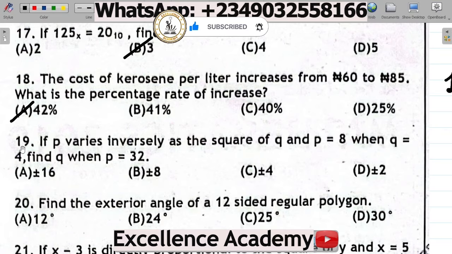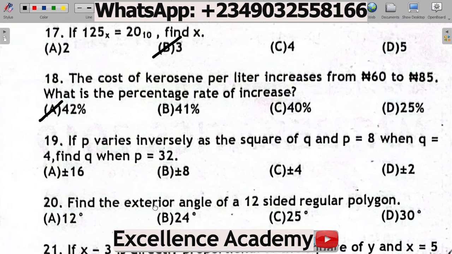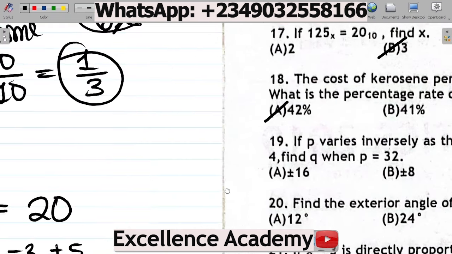All right, question number 19. 19 says, if P varies inversely as the square of Q and P equals 8 when Q equals 4, find Q when P equals 32. Option A, plus or minus 16. Option B, plus or minus 8. Option C, plus or minus 4. D, plus or minus 2. So how do you answer this question here?